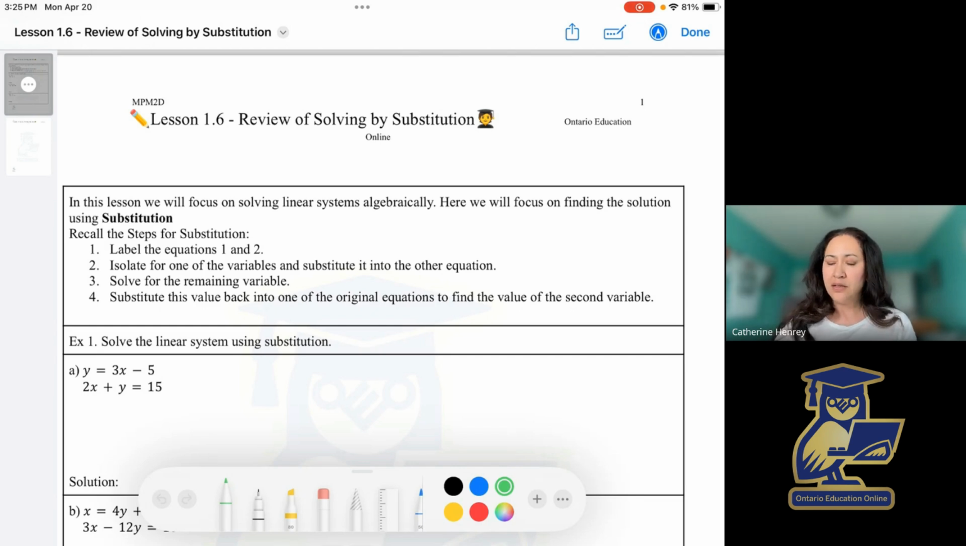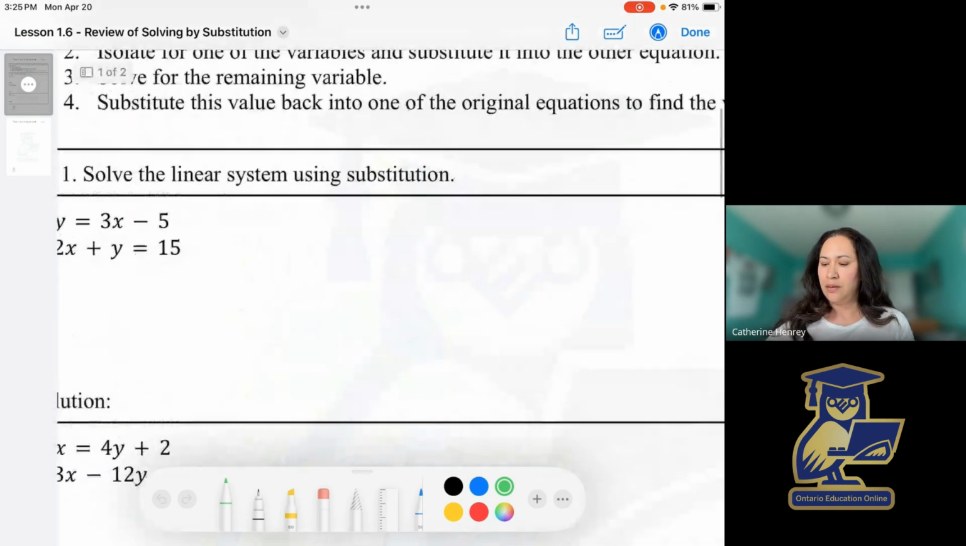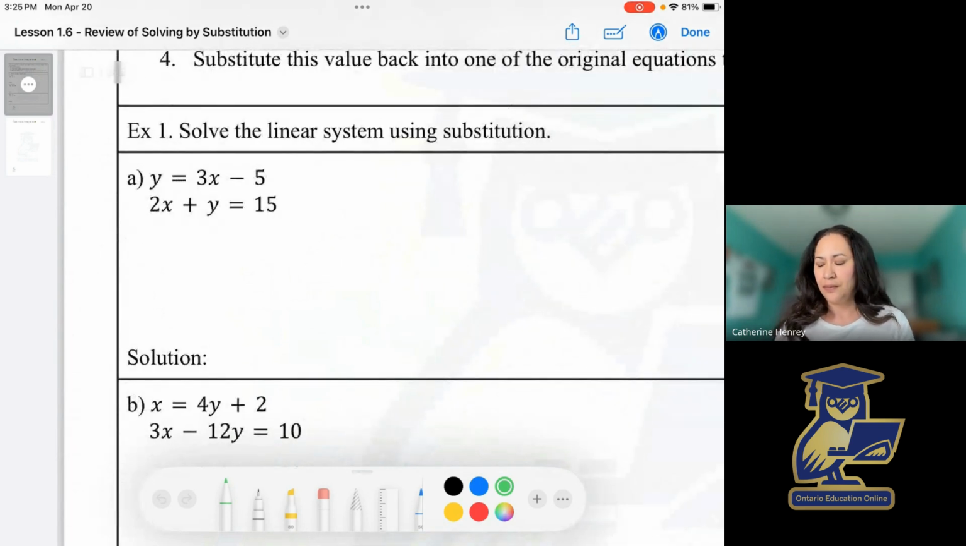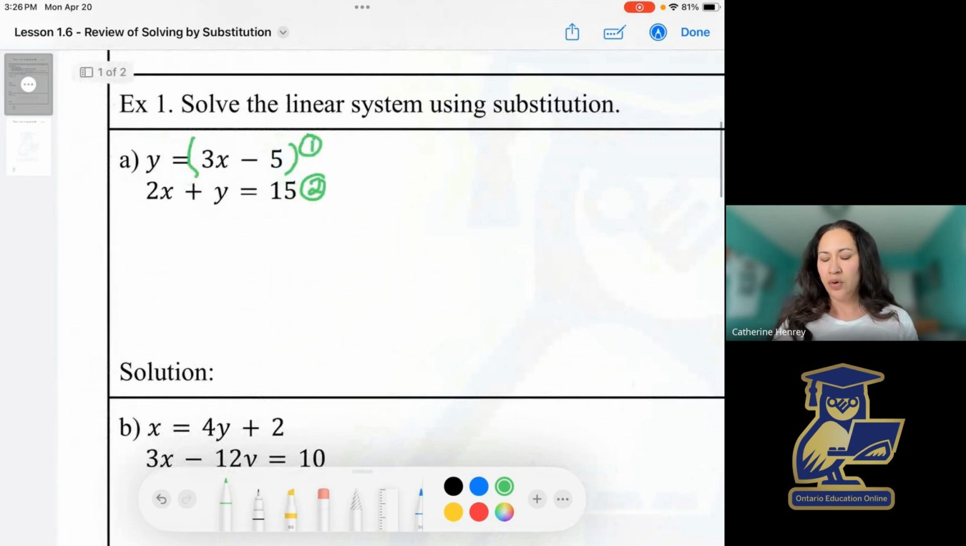All right, so let's take a look at example 1, where we're going to solve this linear system using substitution. What you can see here is that the very first equation is solved for y, meaning that y is equal to 3x minus 5. So I'm going to call this equation 1. And then my next equation is 2x plus y equals 15. And I'm going to call this equation number 2. Now that's just to help me stay organized.